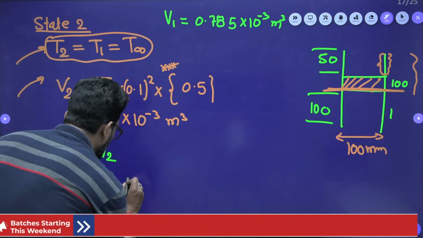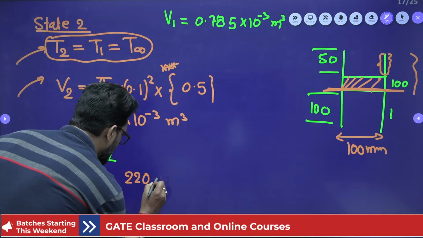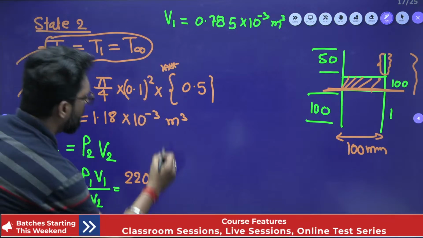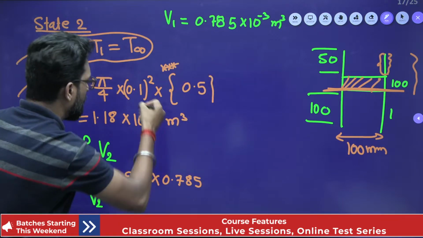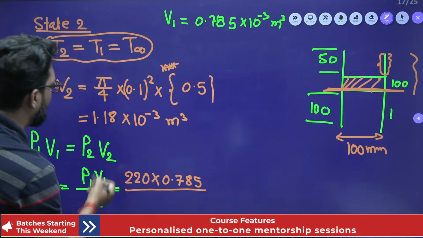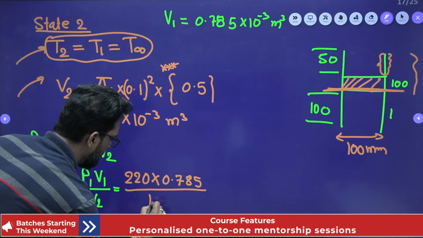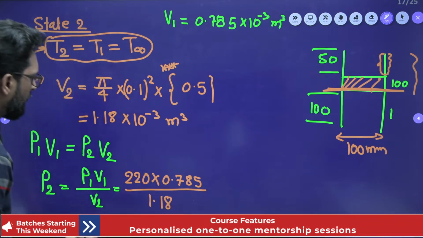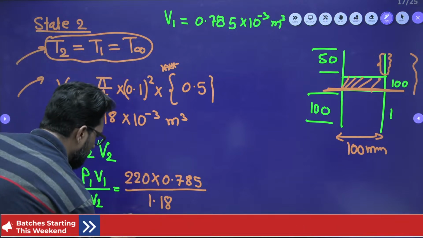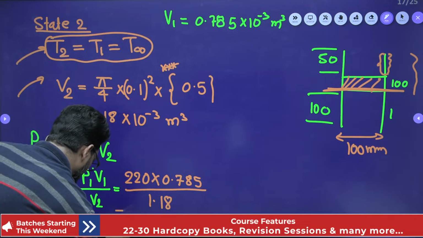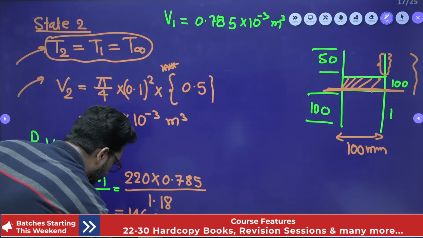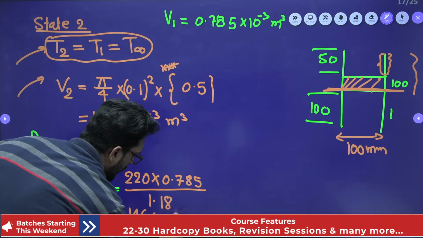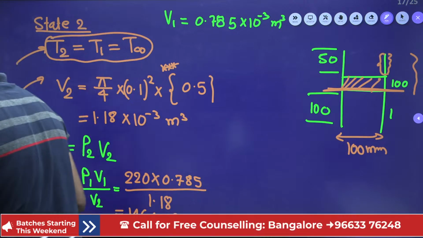P1 you have 220. V1 you have 0.785. The 10 to the power cancels out. That's why we are not writing it here. Divided by 1.18. So what is this value? This value is your 146.4 kilopascal.